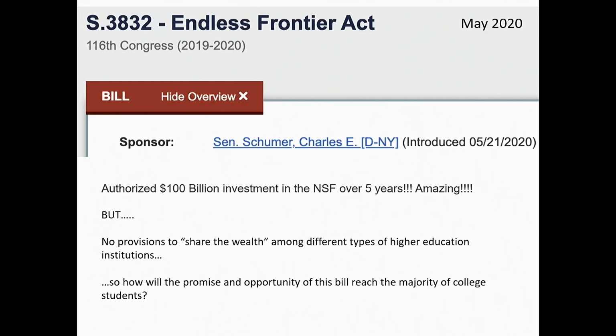So then we have a big piece of legislation introduced. This was May 2020, called the Endless Frontier Act. It eventually became the CHIPS and Science Act that Dylan mentioned, but Senator Chuck Schumer introduced this back in 2020. It authorized $100 billion for the National Science Foundation over 5 years. Like, wow, that'd be amazing. Except there were no provisions in it to share the wealth or do much to address the missing millions. It just was take your existing programs and pump more money into them. And so it would be replicating the current inequities we have in our distribution of federal research funding.